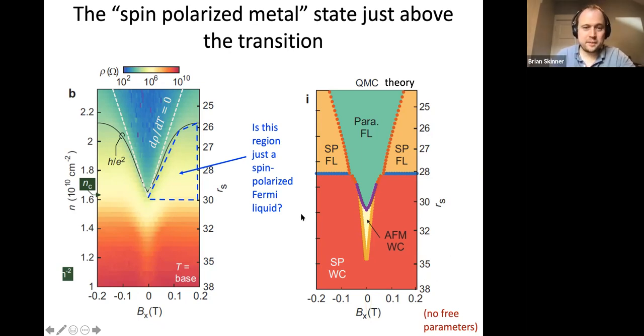And what you're seeing is that what's expected when you're, say, up here and you spin polarize is that you just go from an unpolarized liquid state to a polarized liquid state. So this is spin polarized Fermi liquid, paramagnetic Fermi liquid. So the theoretical expectation is that this is just a spin polarized Fermi liquid. So that's the perspective I want to adopt for the next few slides, that this region over here is just a spin polarized Fermi liquid.